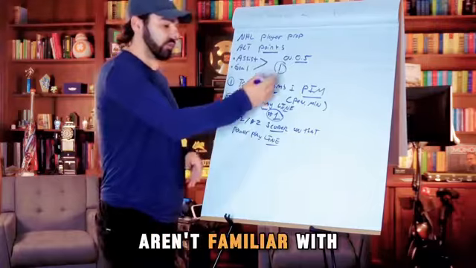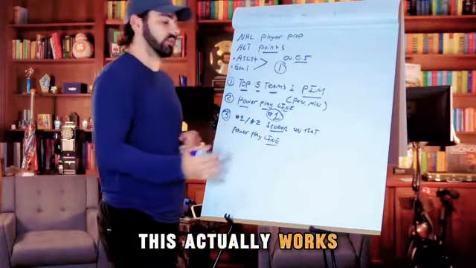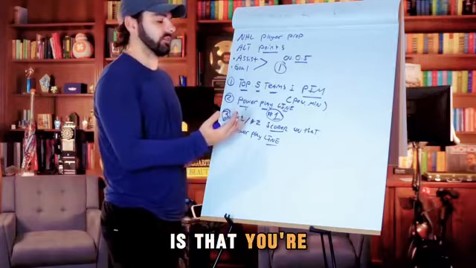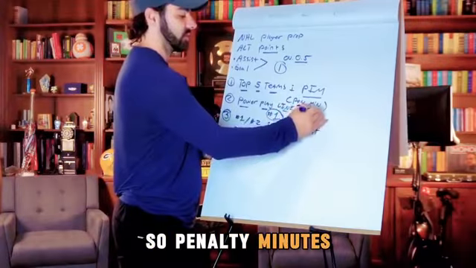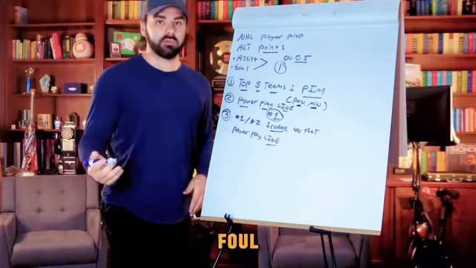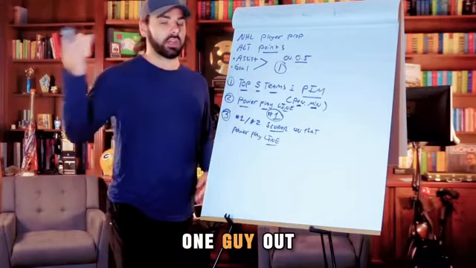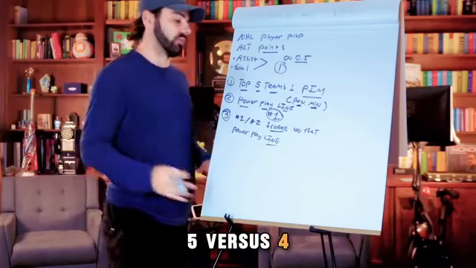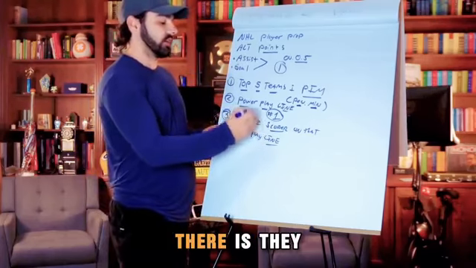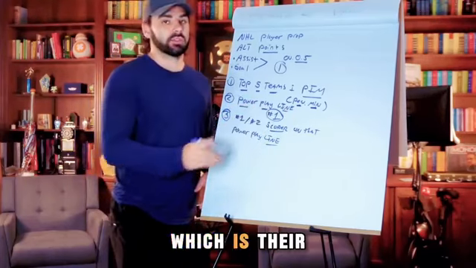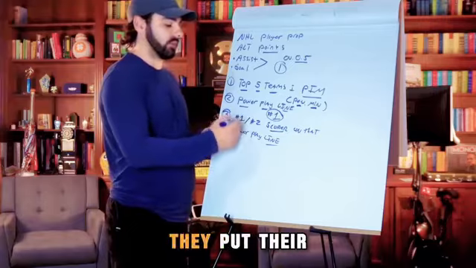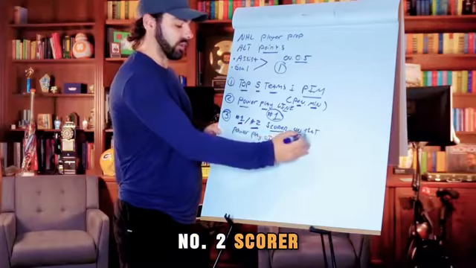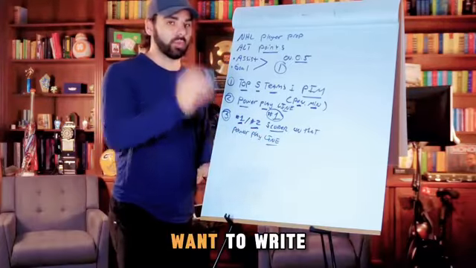Now for those that aren't familiar with hockey and how this actually works and what you're looking at here, because it might sound like gibberish if you don't understand what it is that you're looking at. So penalty minutes is when a team commits a foul, all right, and then they take one guy out, the other team goes on a power play. So there's a man down. It's 5 versus 4, all right? So what happens there is they put their power play line in, which is their best shot at scoring a goal. They put their top scorers in. So that's why I said you need your number 1, number 2 scorer on that power play line. That's who you want to write down.